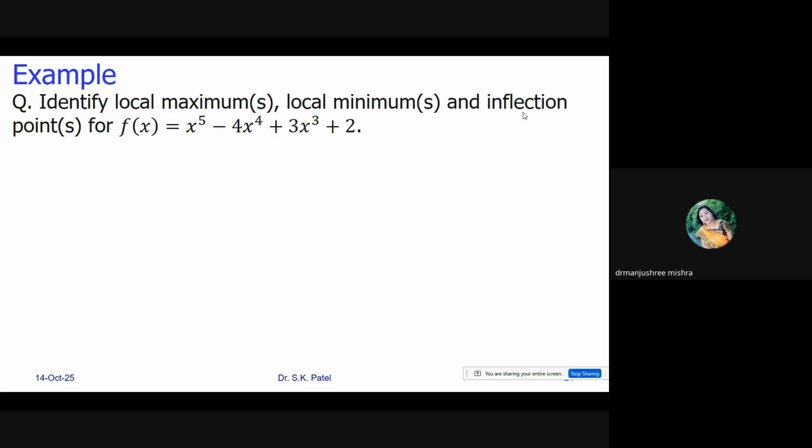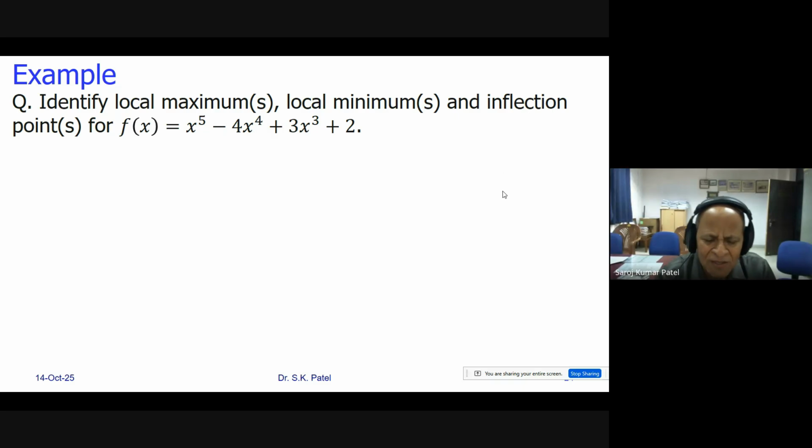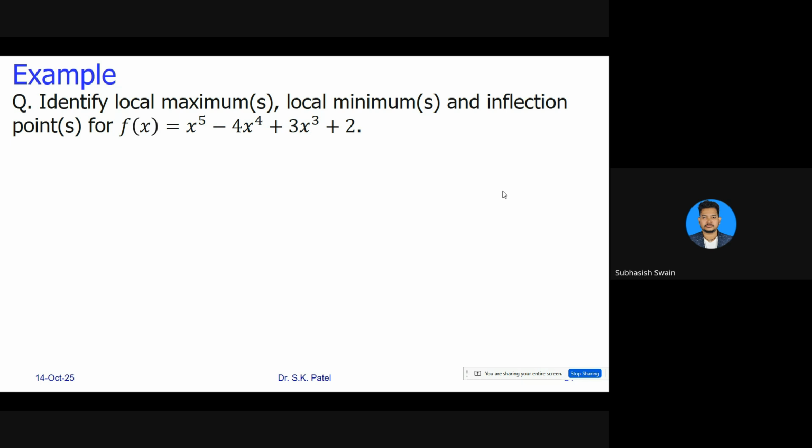Subhasis Swai, please solve this problem on pen and paper and tell me. All of you, please solve it and tell me. Unless you do it yourself, you will not be able to understand. Can you do it or not? I'm trying, sir. Please try.